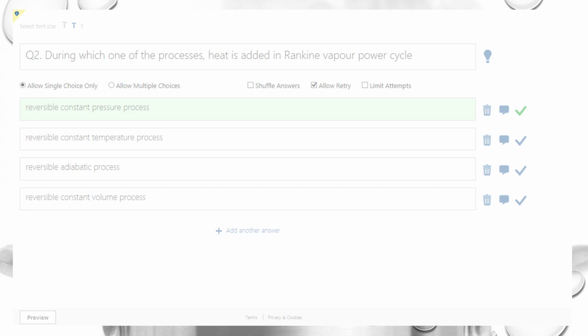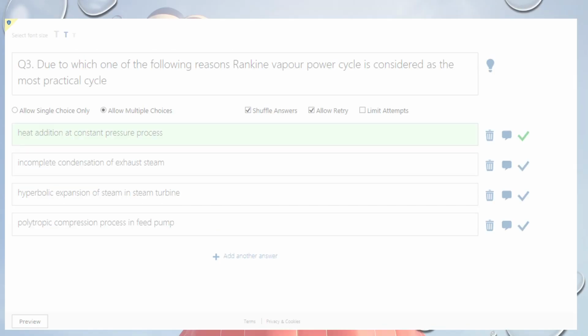Now, during which one of the processes is heat added in the Rankine vapor power cycle? It is the reversible constant pressure process. Then, due to which one of the following reasons is the Rankine vapor power cycle considered the most practical cycle? Heat addition at constant pressure.